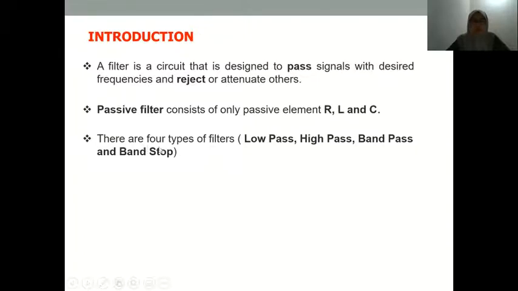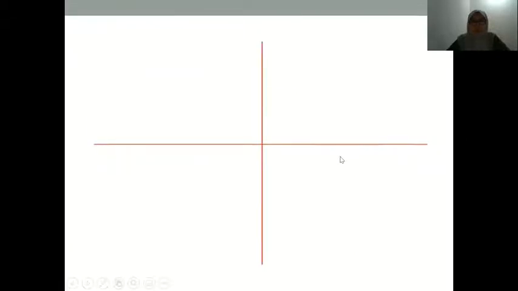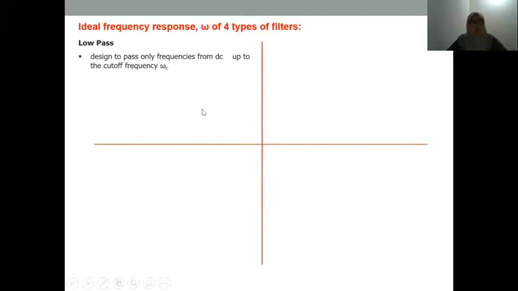There are four types of filters, which get classified as low pass, high pass, band pass, and band stop. Ideally, the frequency response H of omega for these four types of filters: the low pass is designed to pass only frequency from DC up to the cutoff frequency, passing the signals in between 0 to omega c.